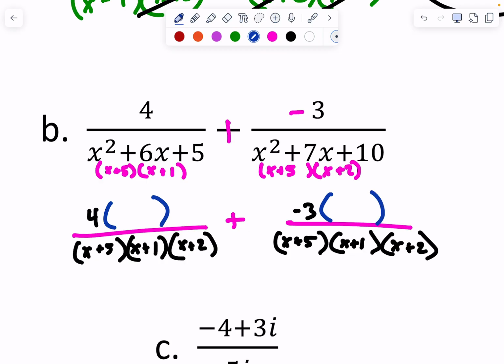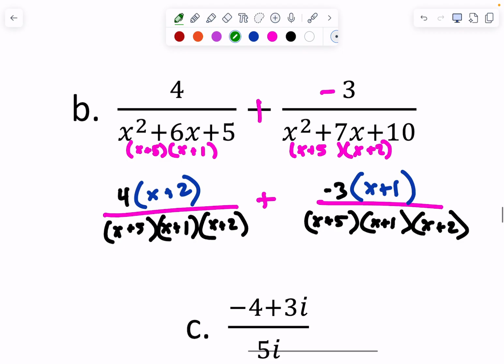Needs. Okay. What does the 4 need? He needs an x plus 2. What does the 3 need? X plus 1, right? Okay, now I'm going to distribute. Minus. So this right here is 4x plus 8 minus 3x minus 3. Yeah? Combine.